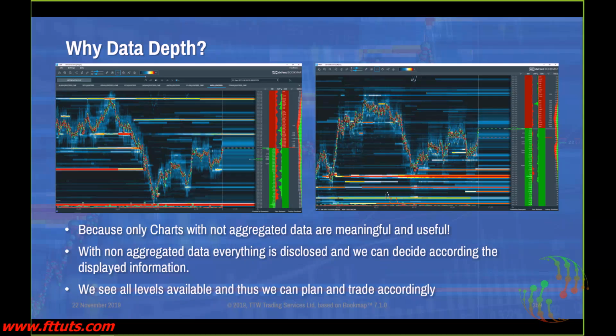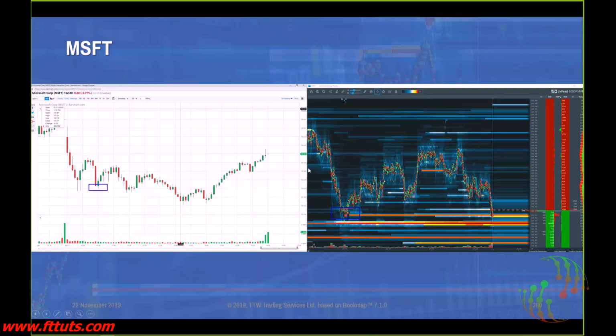With non-aggregated data, everything is disclosed and we can decide according to the displayed information, and we see all levels are available and thus we can plan and trade accordingly. That's the point. We need to make decisions to understand what is going on. I would like to motivate you and kindly ask you, think about having the right data in front of you.